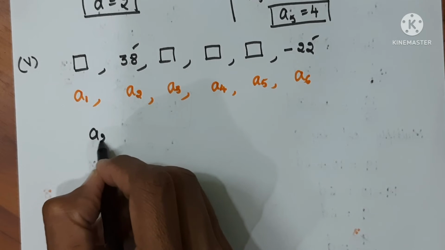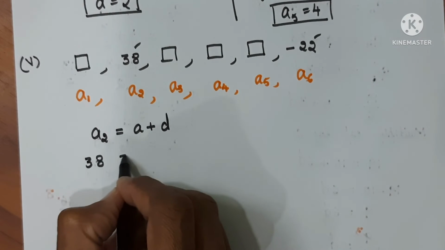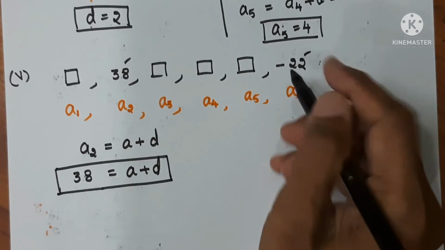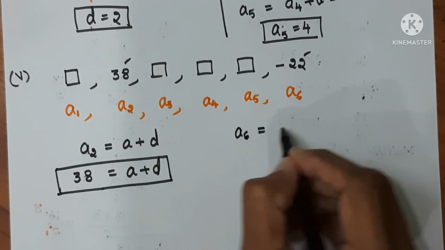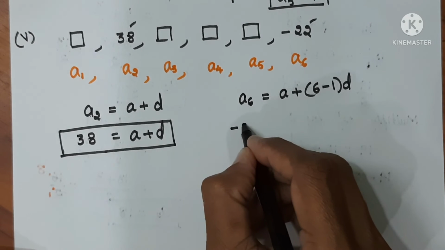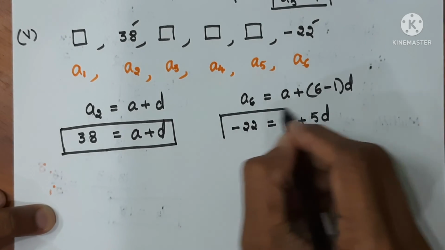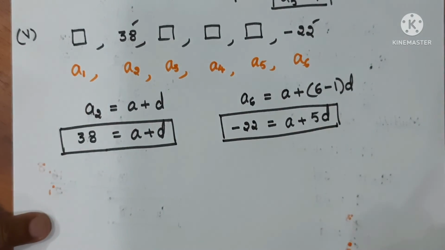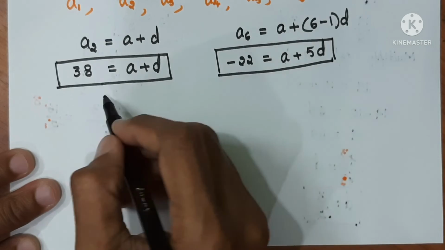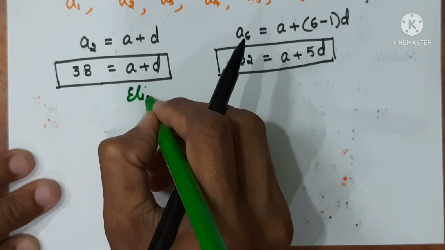First let us write a2 as a plus 1d. a2 is 38 equal to a plus 1d. This is one linear equation. Again let us take the sixth term. a6 equal to a plus 6 minus 1 into d. a6 is minus 22 equal to a plus 6 minus 1 is 5d. These two are a pair of linear equations in two variables. We have to solve these two equations to get the values of a and d. Now let us solve these two equations using the elimination method.